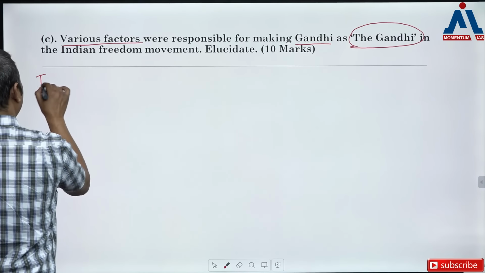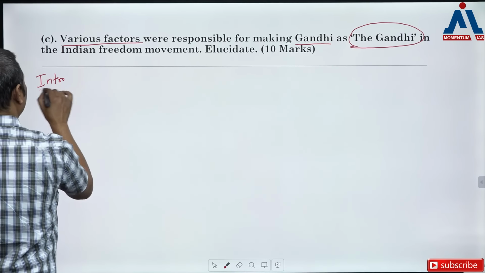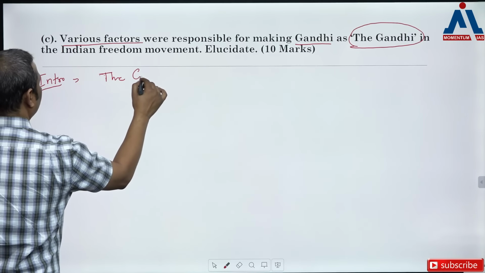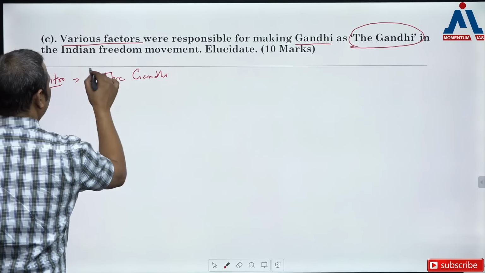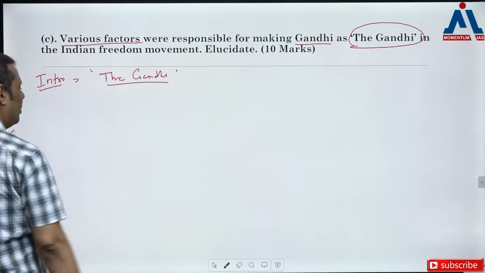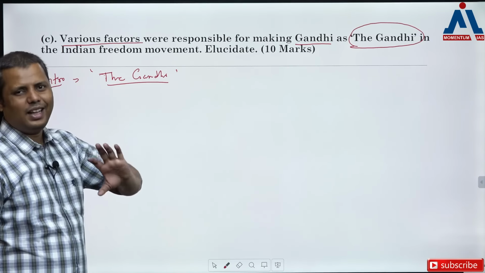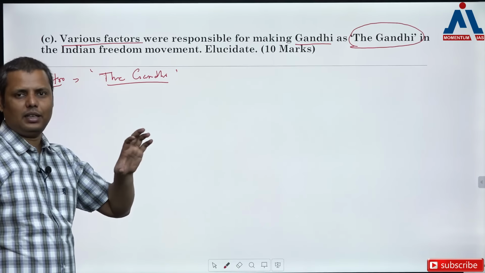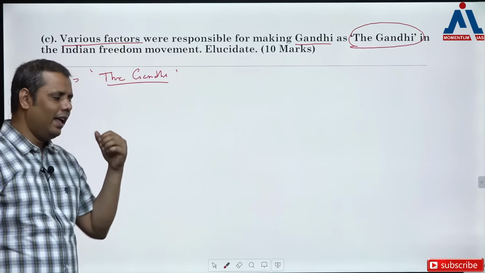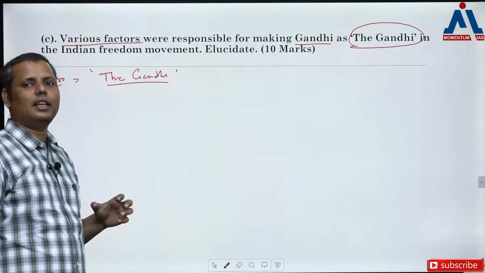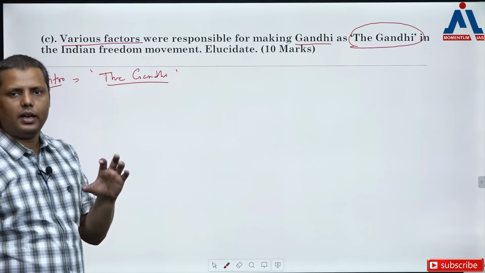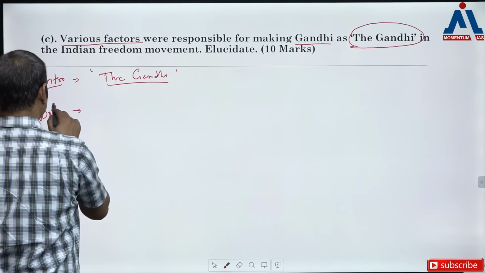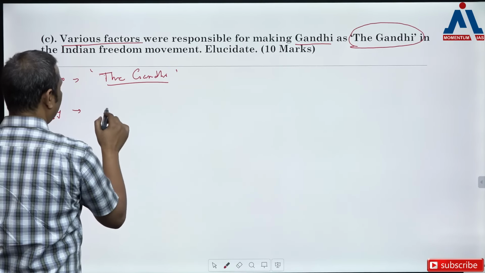So when you write the introduction, you write about the popularity of Gandhi. The Gandhi was very popular, is considered to be the leader of the Indian freedom movement and so on. A brief and influential introduction that can really convey the idea that Gandhi was undoubtedly very important in the Indian freedom movement, right? And then you'll be writing about the body part. You'll be writing the factors.